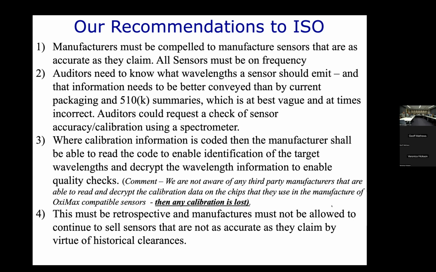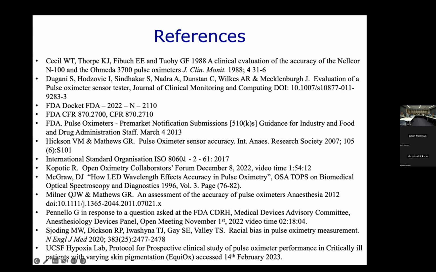So the point on this one is a lot of third-party sensors are copying Oximax sensors, third-party manufacturers, mainly from the Far East. They will get an Oximax sensor from an OEM, and they'll copy it, but they don't know what the calibration data is on that chip. And then the calibration data is lost. And quite often the calibration data that they use is not appropriate for the wavelengths that they use, and the sensors have bias. So maybe this is a way around that from a regulatory point of view.